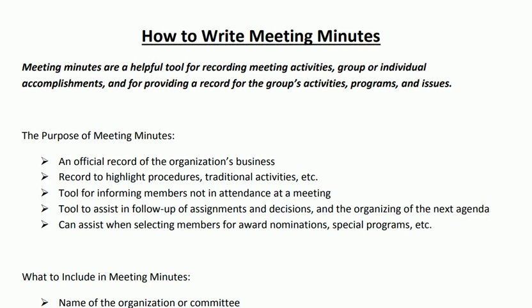The third purpose is a tool for informing members not in attendance at a meeting. This is the most important reason we record meeting minutes. There are a lot of members who are not present on the meeting date, and as we record important discussions, it is better for all of them to be on the same page before the next meeting. They must know about the important discussions held in the meeting.